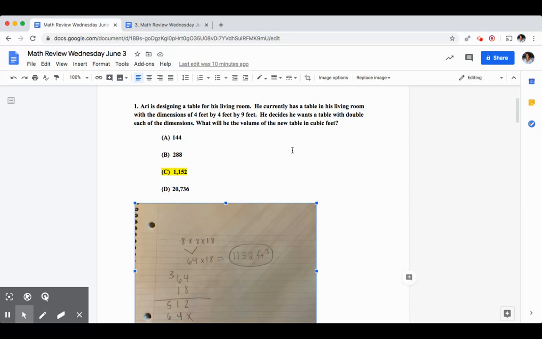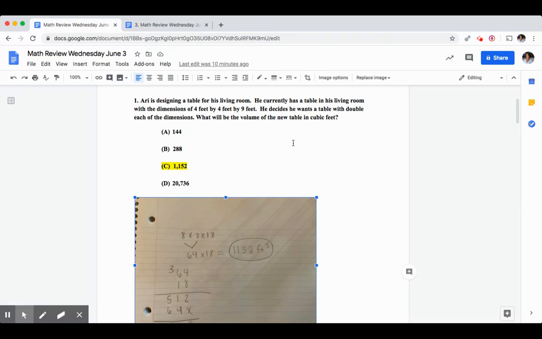For number 1, it says Ari is designing a table for his living room. He currently has a table with the dimensions of 4 feet by 4 feet by 9 feet. He decides he wants to double each of the dimensions. What will be the volume of the new table?